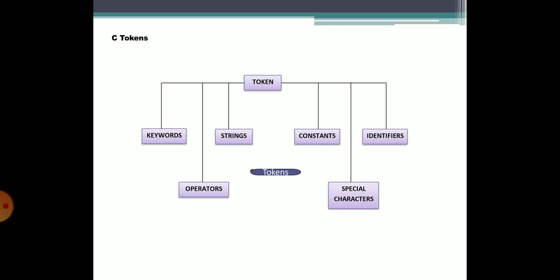The programming language C has 6 types of tokens. As we see on the screen, it provides 6 types of tokens: keywords, operators, strings, constants, identifiers, and special characters. Now, let's see what a keyword and an identifier are.